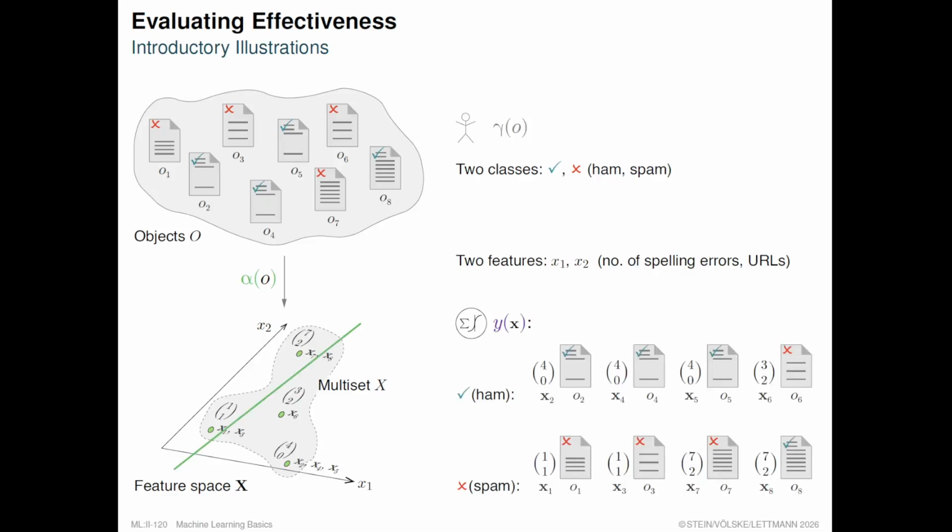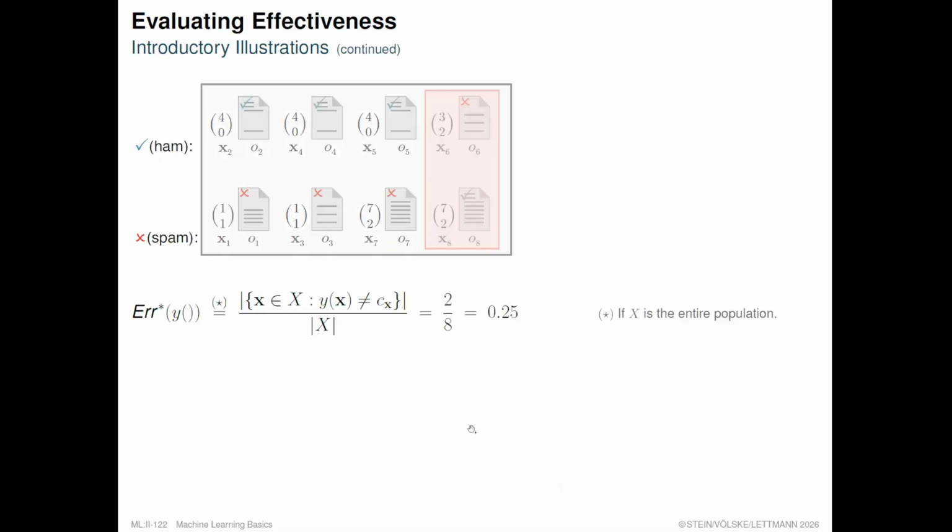So what happens now is that we want to take the feature space and apply a kind of classification model, in this case just a linear separation, and in the end we get our classification predictions, ham or spam. And now the idea that Martin introduced last week is that we can simply count how often this works out and how often this doesn't. And this is pretty straightforward.